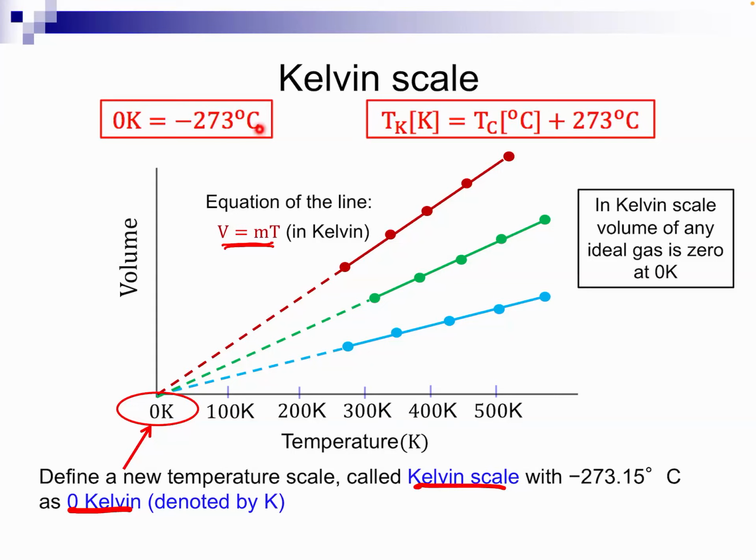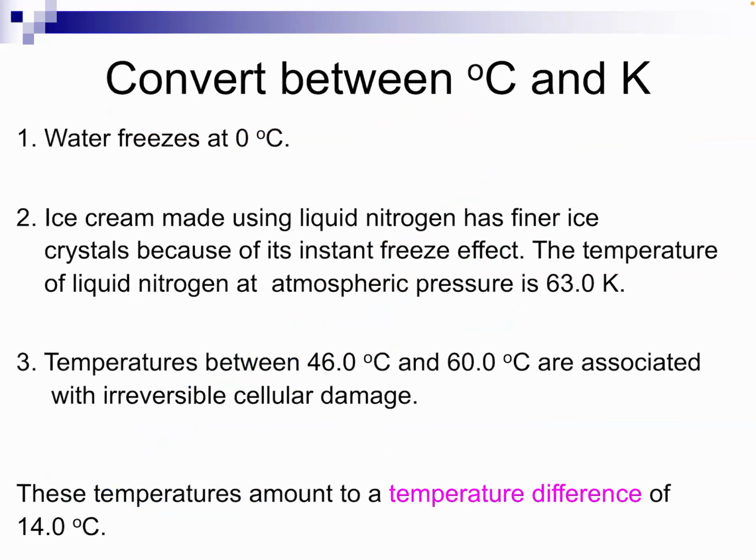But we have this conversion between Celsius to Kelvin. We can get away by dropping the 0.15 depending on the significant figures that we have in the problem, but essentially it's this addition. Right, so a little bit of practice here converting Celsius to Kelvin.